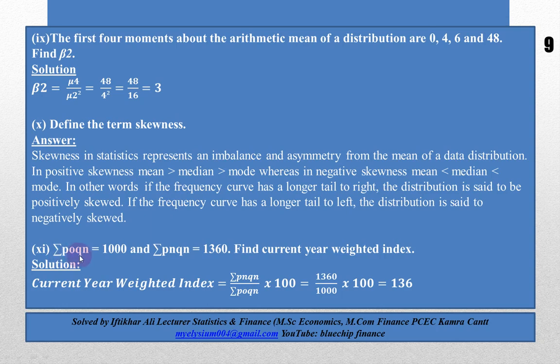Sum of p naught qn equals 1000 and sum of p n qn equals 1360. Find current year weighted index. Current year weighted index is always equal to sum of p n qn over sum of p naught qn multiplied by 100, or simply we can say it is the formula of Paasche index number. So after putting the values into this formula, index will be 136.